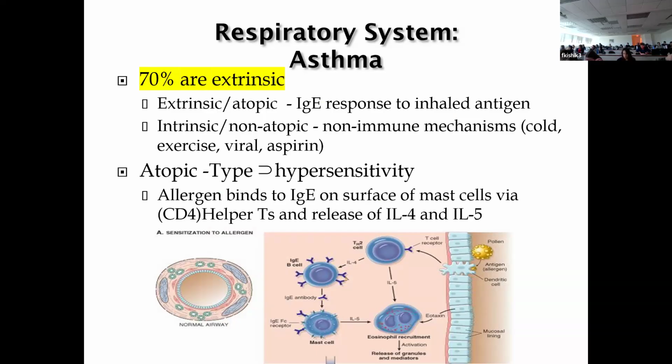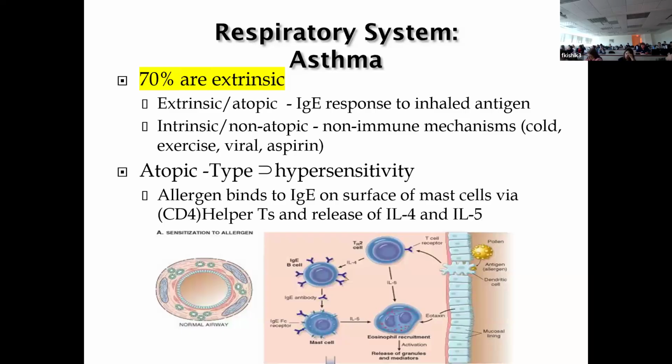There's intrinsic and extrinsic asthma. 70% are extrinsic, meaning the environment is what triggers it. IgE responds to inhaled antigen. Certain things will trigger the asthma. Intrinsic is non-atopic, a non-immune mechanism like cold-induced, viral, or aspirin-induced asthma.